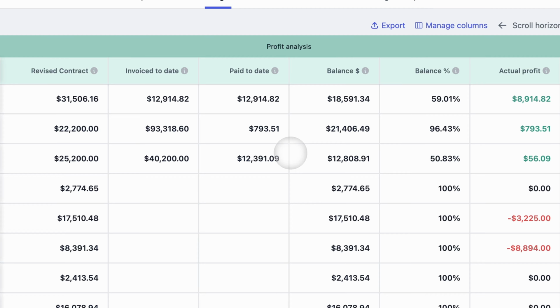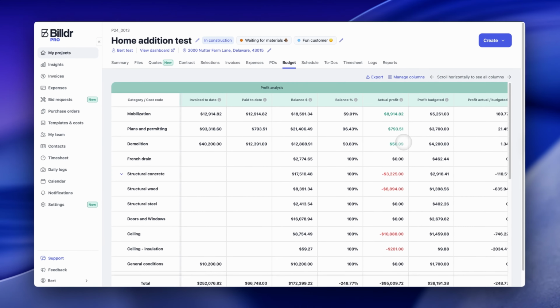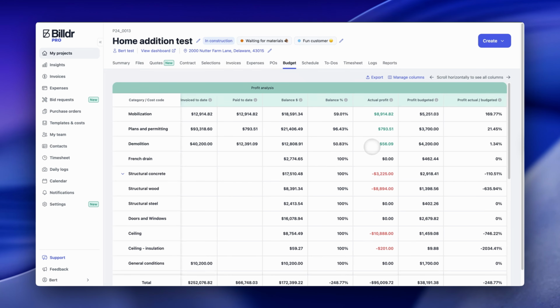Here, we're going to be able to see our actual project, and using this information, we'll be able to look back and see, hey, were we a little too high? Were we a little too low? What can we do differently moving forward?